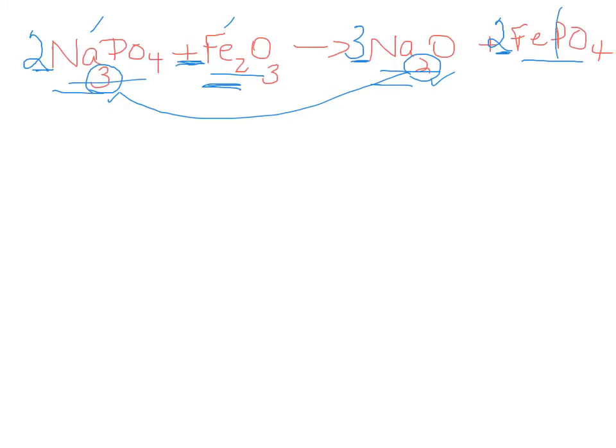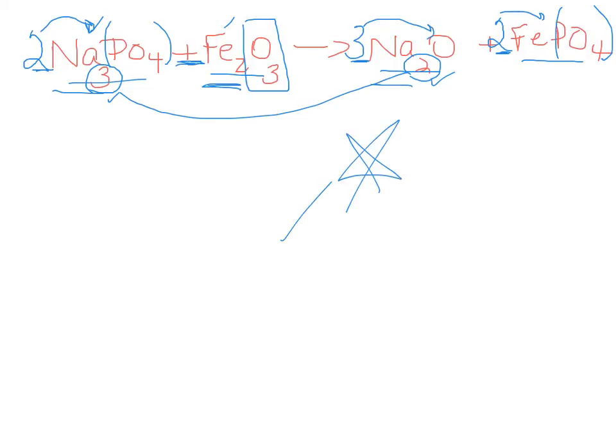I'm going to check the rest of the atoms. I have polyatomic. Phosphate is a polyatomic. I have 2 PO4 groups on the reactant side and 2 PO4 groups on the product side. Oh, I still have oxygen to check, don't I? Free oxygen. I have 3 oxygen on the reactant side and 3 oxygen on the product side. I am balanced. Very good. End of video.